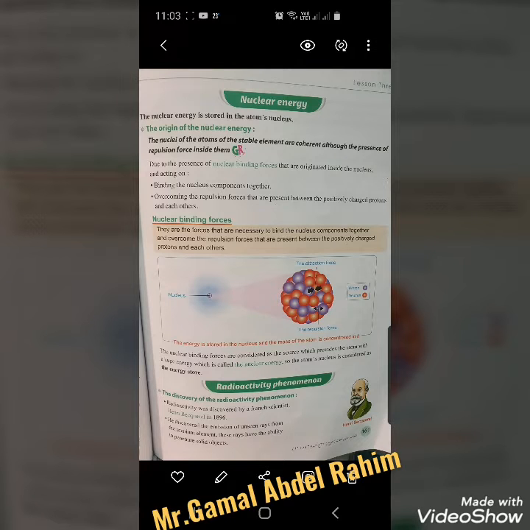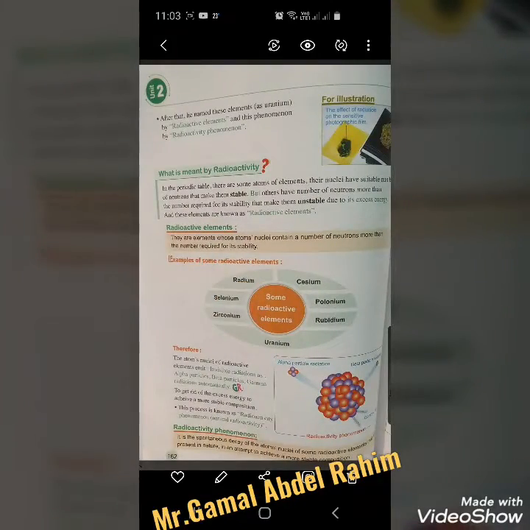Let's move to the radioactivity phenomenon. Some elements are stable and other elements are called radioactive elements. How did humans discover this? A scientist called Henri Becquerel, in the year 1896, this French scientist discovered that there is an emission of unseen rays from the uranium element. This emission of unseen rays can penetrate solid objects.